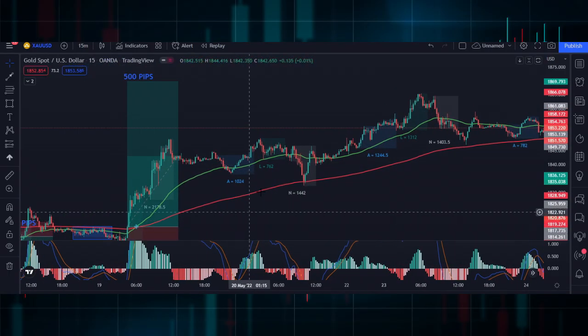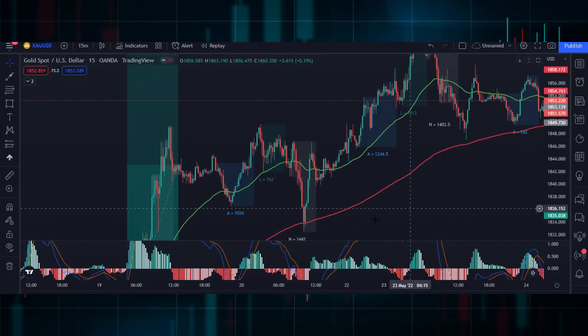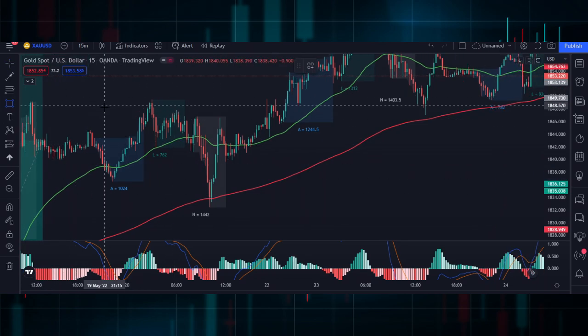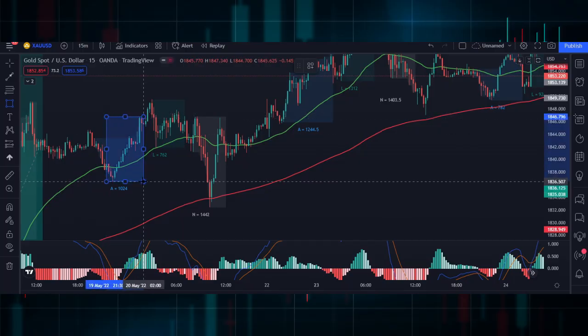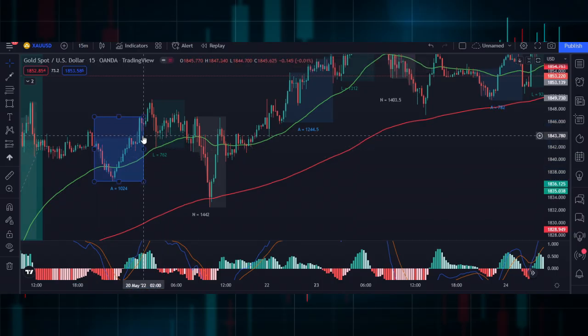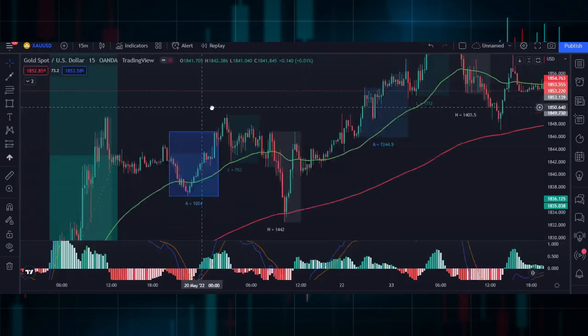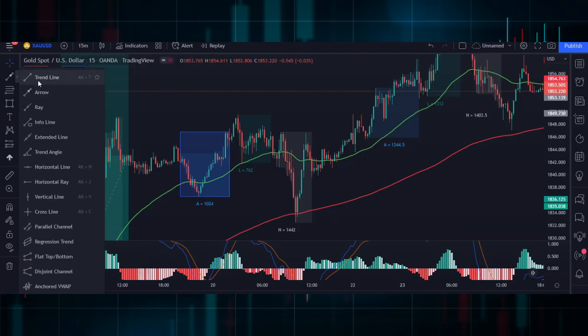Okay, now coming in on the 20th of May, we have ourselves another reversal trade right here. So we would have come into the market looking for a buy, because the 50 EMA is over the 200 EMA. Let's draw up our Asian session box. Okay, as you can see, price went up. Let's draw the previous day's high as well.